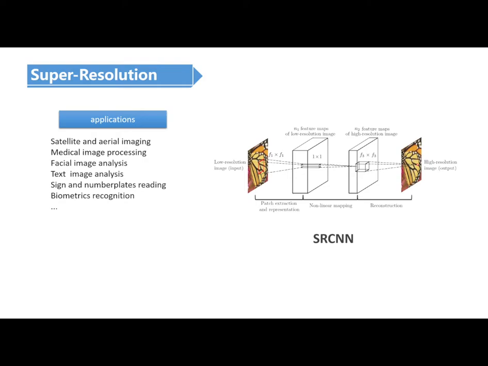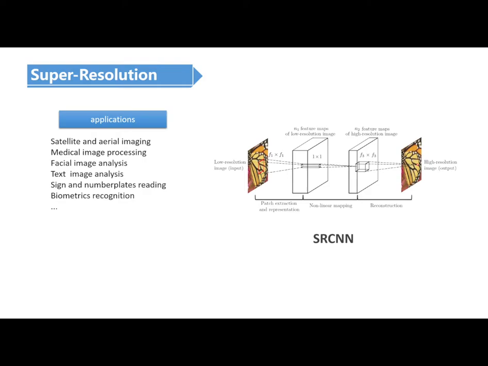Super resolution is a classic problem in computer vision. The process of obtaining one or more high-resolution images from one or more low-resolution observations has been a very attractive research topic over the last 2 decades. It has found practical applications in different fields, such as satellite and aerial imaging, medical image processing, facial image analysis, text image analysis, and so on.